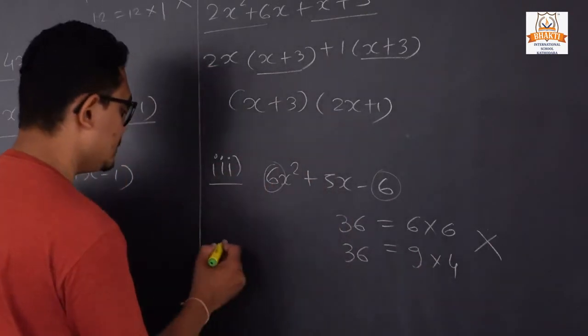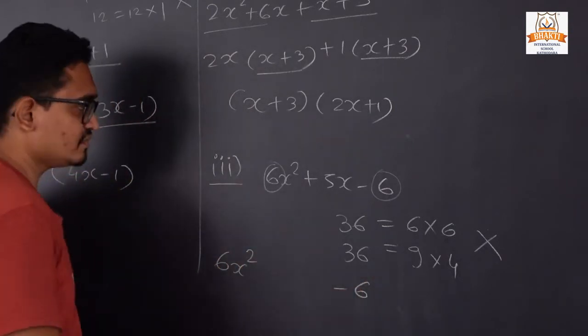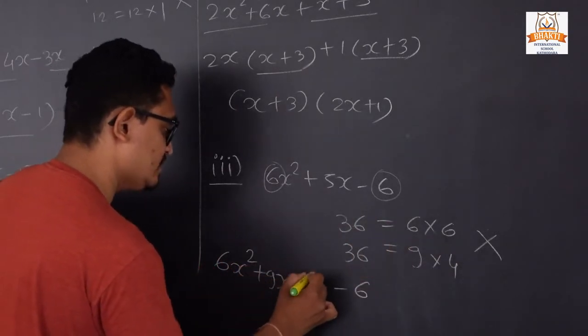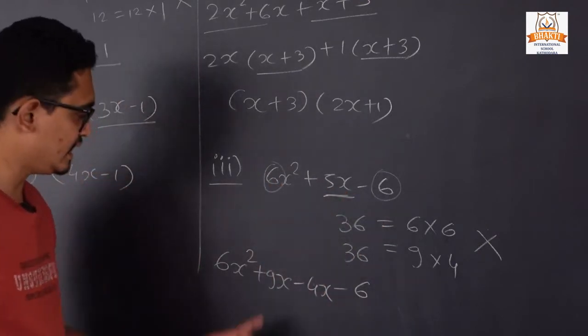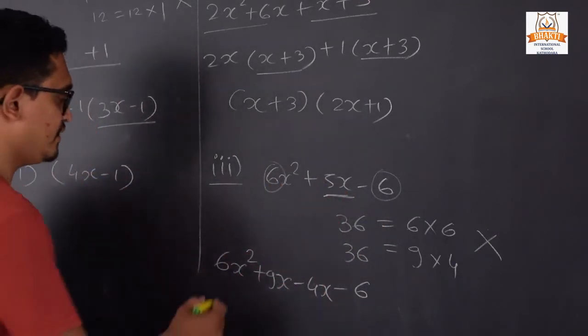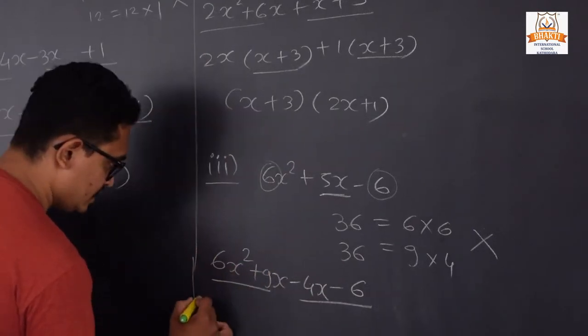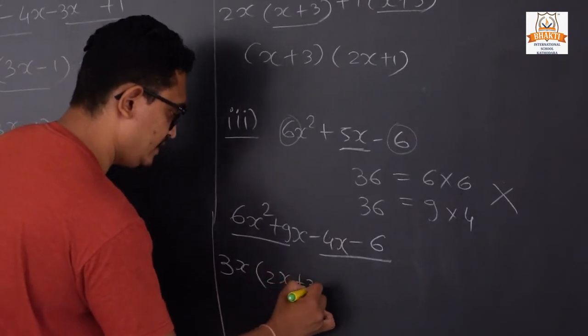So 9 minus 4 will be 5. So how can we write? First and last term will be same. Now 9x minus 4x, because 9 minus 4 will be 5. Clear? 9 minus 4 will be 5. So once again, now what is the common? 3x. So here 2x plus 3.